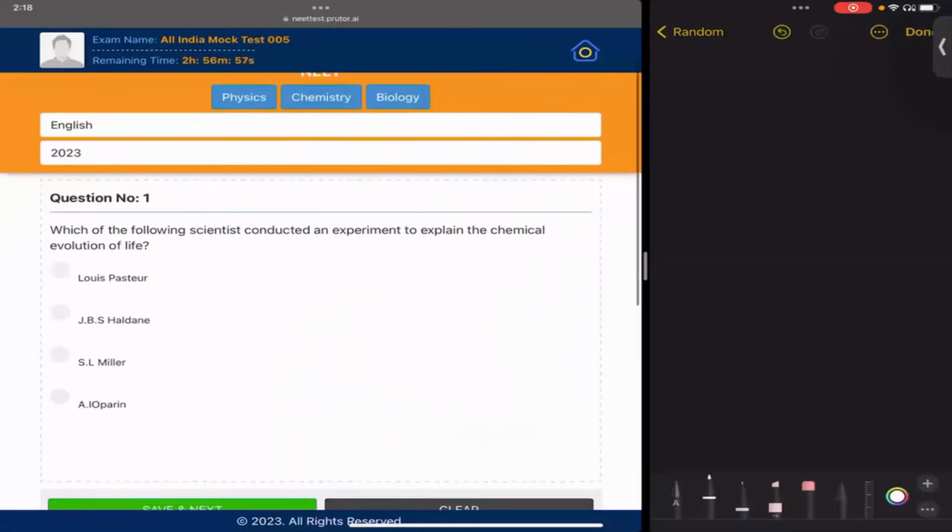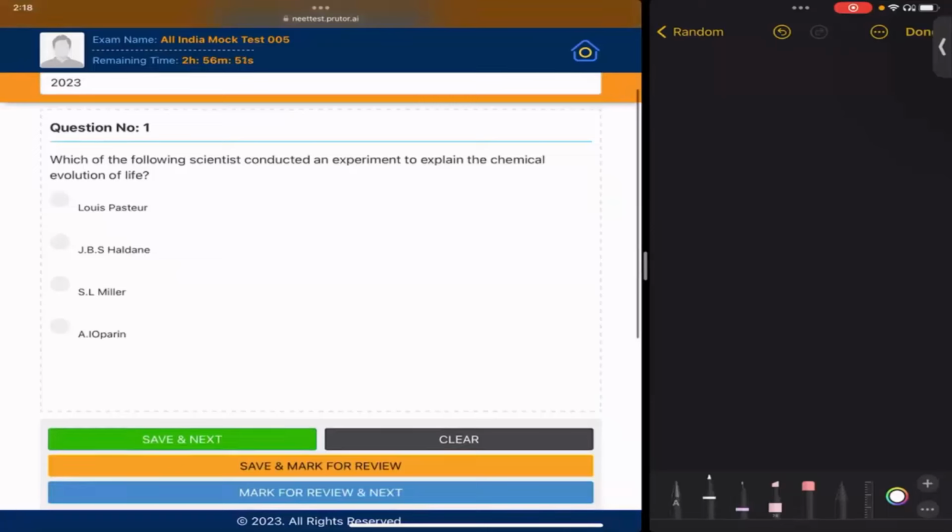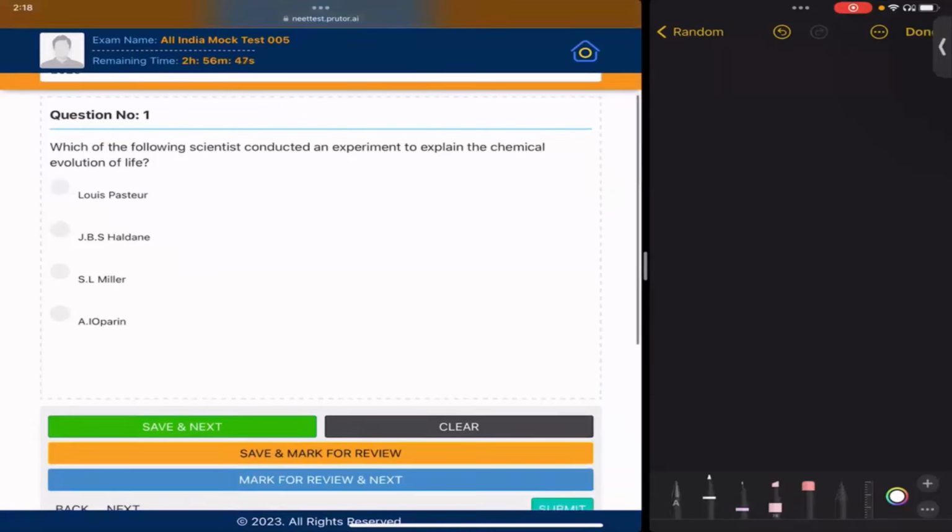Okay, so we have the first question here. It says, which of the following scientists conducted an experiment to explain the chemical evolution of life? The options we have are Louis Pasteur, J.B.S. Haldane, S.L. Miller, and A.I. Oparin. Okay, so the experiment related to the chemical evolution of life was done by Urey and Miller, okay? So we'll go with option number 3. Moving on.